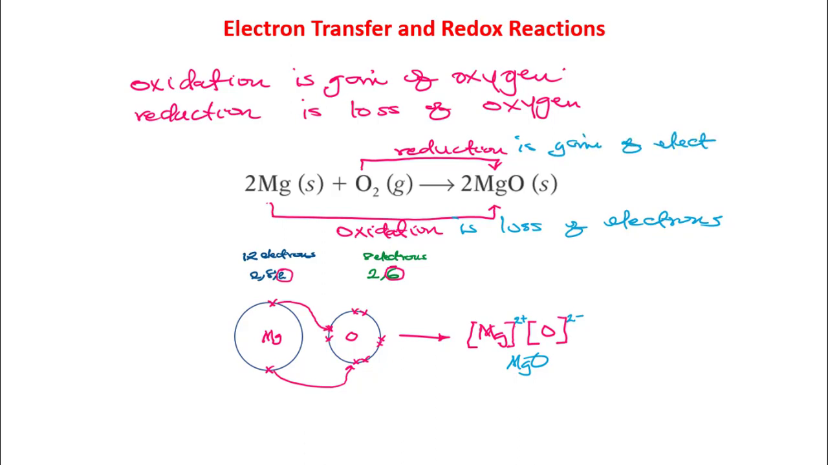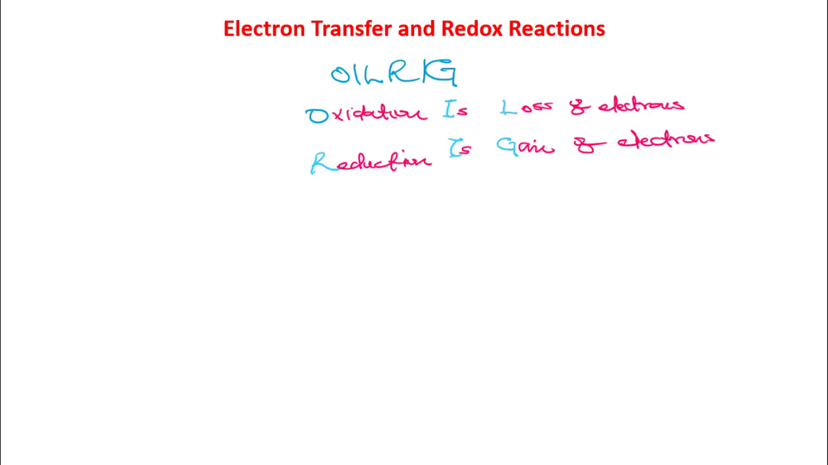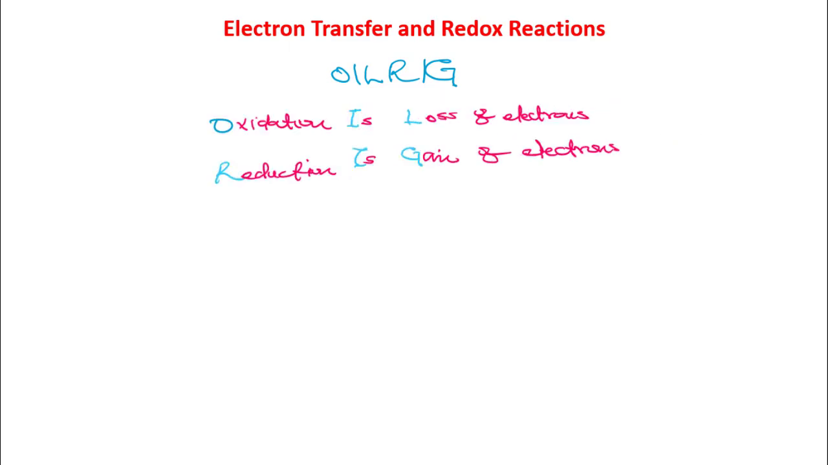So we can see the link between the definitions now. Oxidation is gain of oxygen, but how did magnesium gain oxygen? It loses electrons to oxygen. So we can say oxidation is loss of electrons. And at the same time, oxygen gains electrons from magnesium, and we said that process is reduction. So we can link it together and say reduction is gain of electrons. If you can remember OIL RIG, you can remember the definition. You can just say that oxidation is loss of electrons, so that is OIL, and reduction is gain of electrons, and that is RIG.